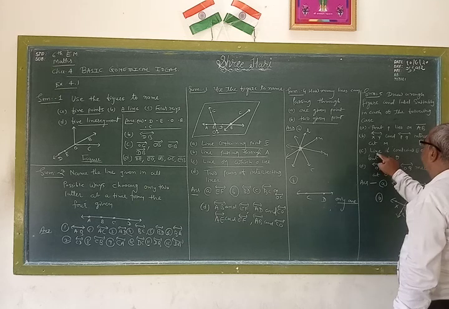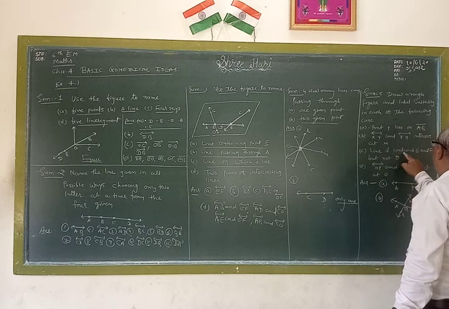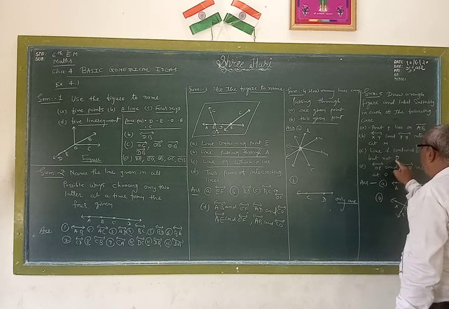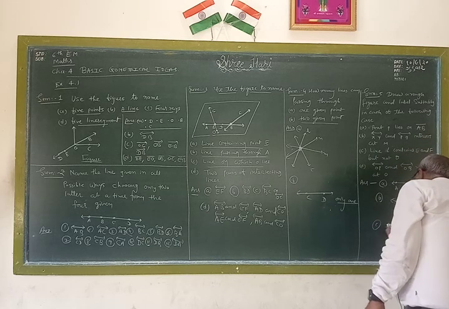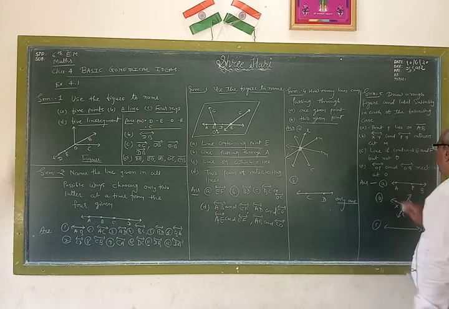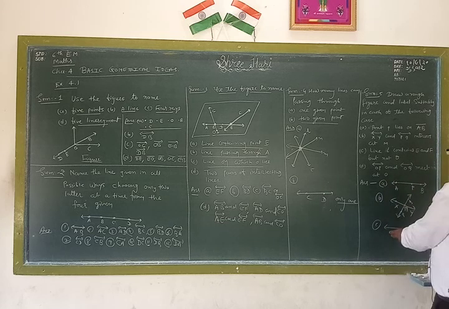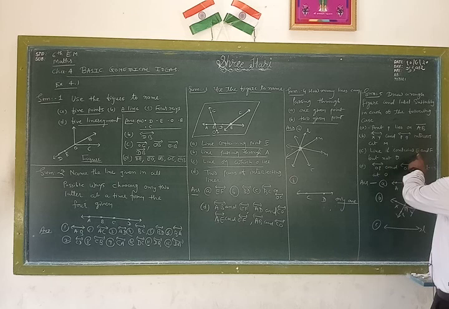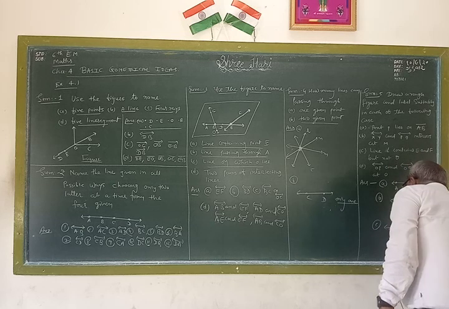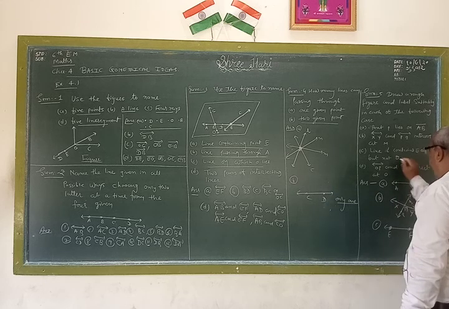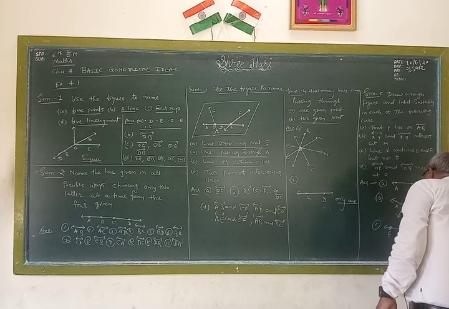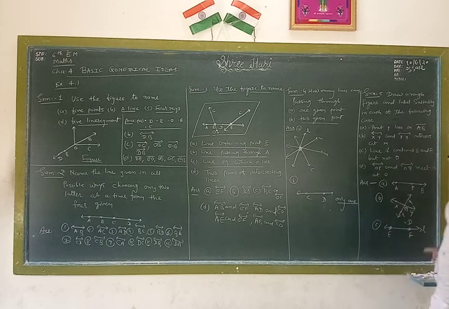Now see, line L contains E and F but not D. This is line L. Contain means on the line. Which points are on the line? So E and F. Friends, E and F are contained, but D is not contained. So D is right outside of the line.